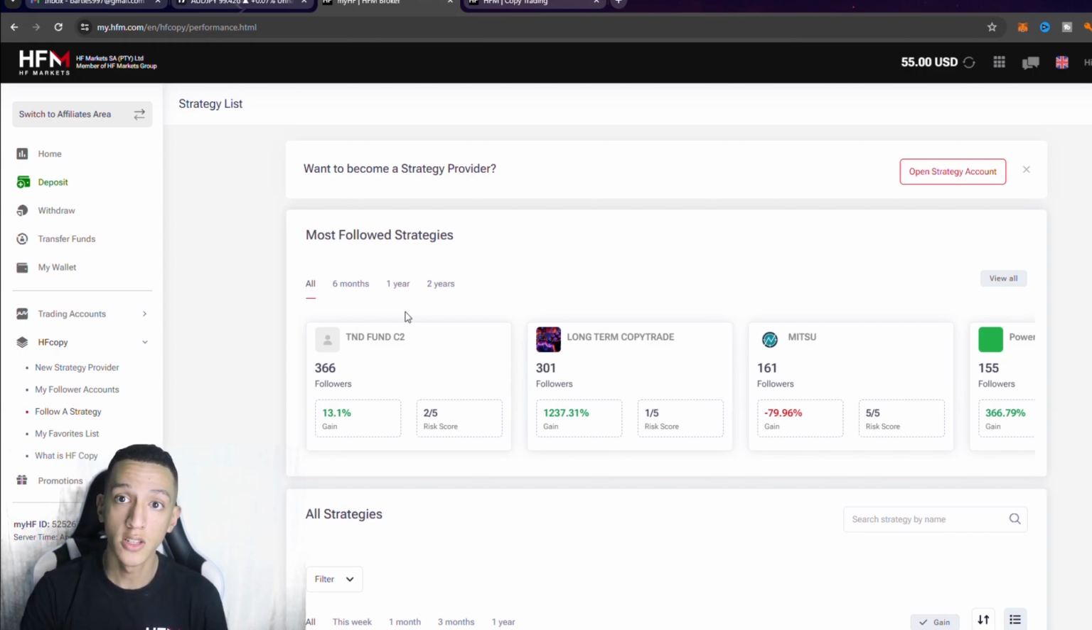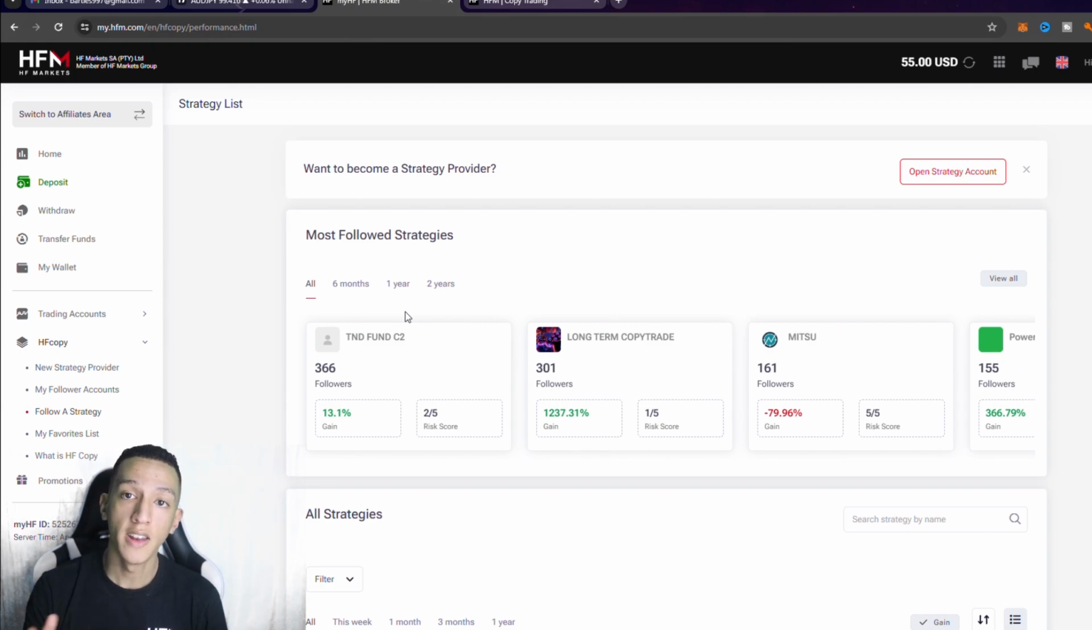Also assess your risk tolerance when choosing a provider, because basically some providers have a minimum deposit. For example, trader A might have a minimum deposit of $50, where trader B might have $100. So assess your risk tolerance.